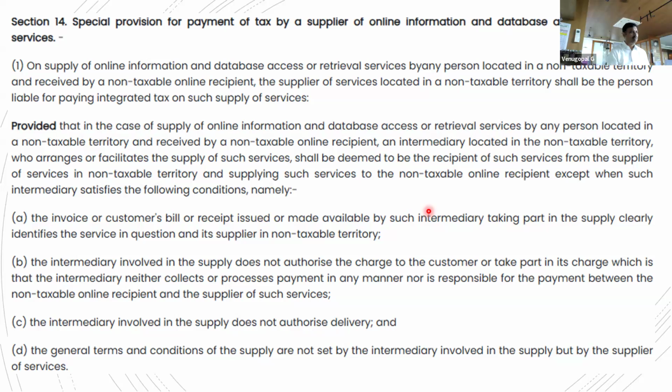Right. So, who is an Indian person? Correct. Correct. Supplier OIDAR is an Indian person. He will pay under forward charge. Yeah, it would be under the forward charge. Correct. Now, the point I'm trying to say is we are not looking at OIDAR in India.